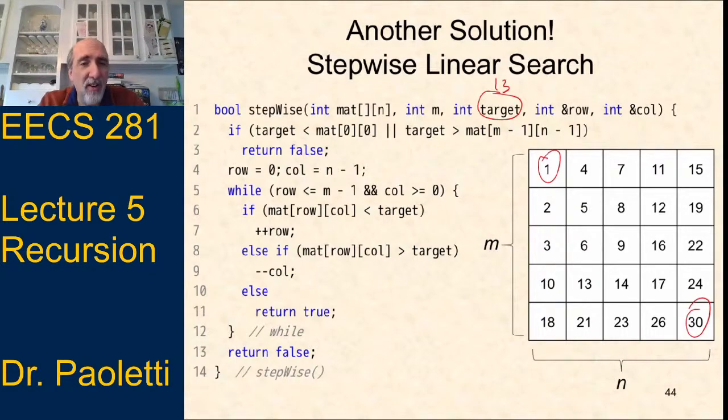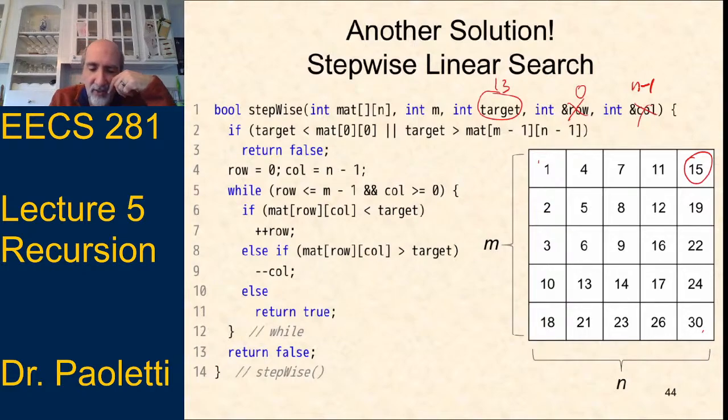Line 4 says let's start at row 0, column n-1. We've changed the parameters. These were passed in by reference, so we've said let's start at row 0, column n-1. Let's start here. So we're starting in the upper right, and then let's look at what it does. It says, okay, while our row number is valid and our column number is valid, so while we haven't stepped off the edge of the matrix, if matrix[row][column] is less than the target, then change the row.